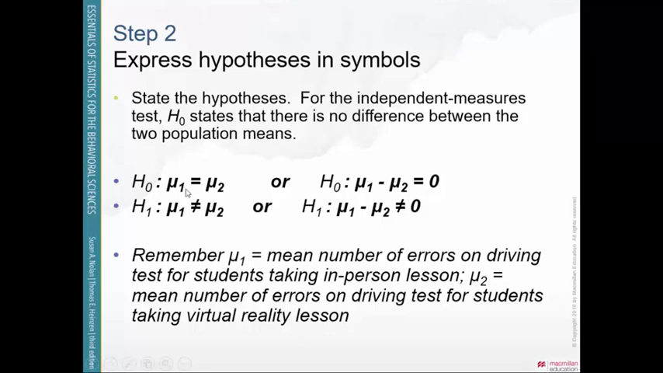When you're using these subscripts of 1 and 2, remember to take note of what 1 is equal to, like 1 in this case is in-person and 2 is virtual reality. Be sure you note that and follow those same symbols throughout the whole problem.